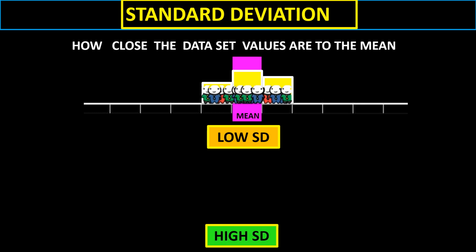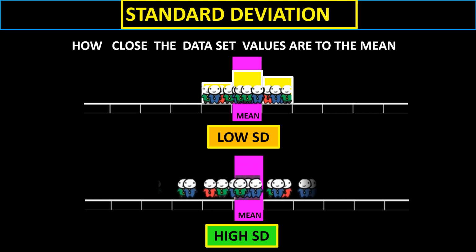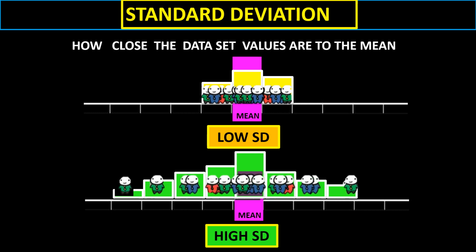If you have a high standard deviation value, then you'll see that the data values, there's the mean, and now the data values, can you see they're all spread out, they're not all together, right? A little bit of social distancing there. And then if you have to represent that, that will be the graphical representation of that data set, right? So low means they're very close to the mean, high means they spread out more.